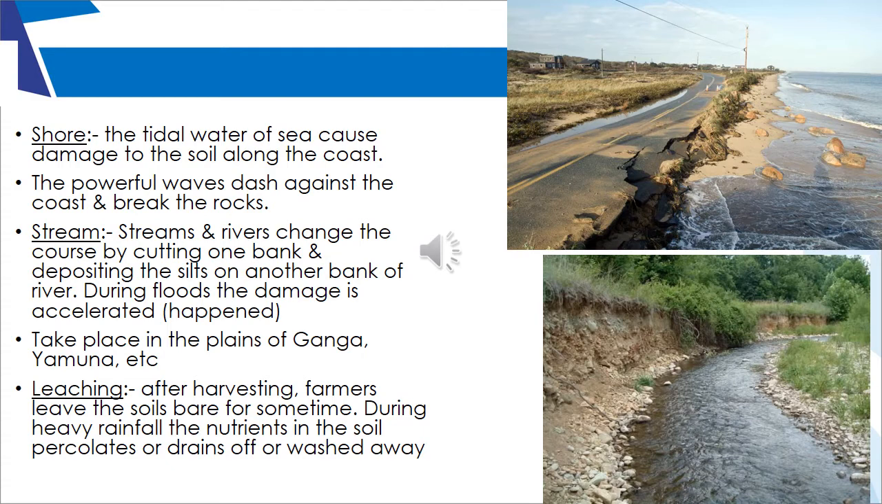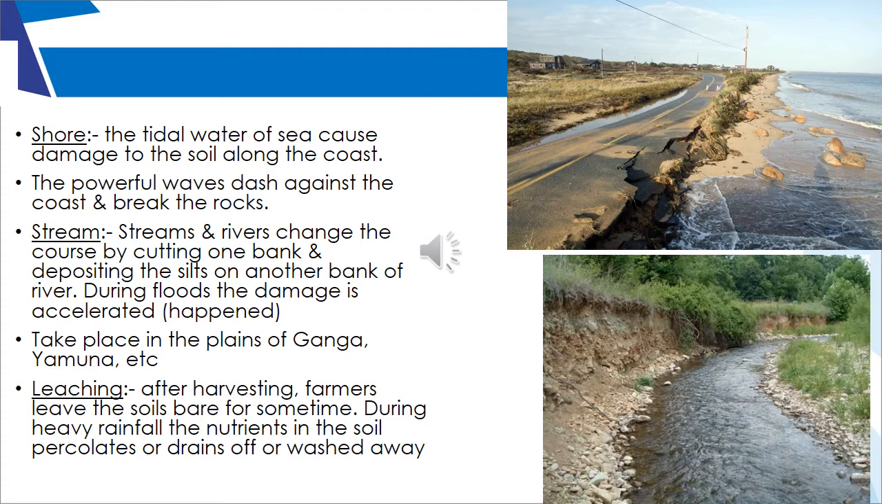The next kind of erosion is shore erosion. The water of the sea causes damage to the soil along the coast. Now the waves continuously dash against the coast, and they break down bigger pieces of rocks into finer and smaller particles. The next one is stream erosion.